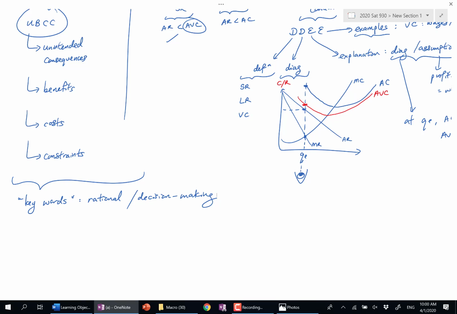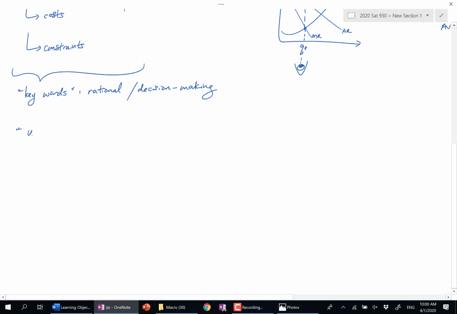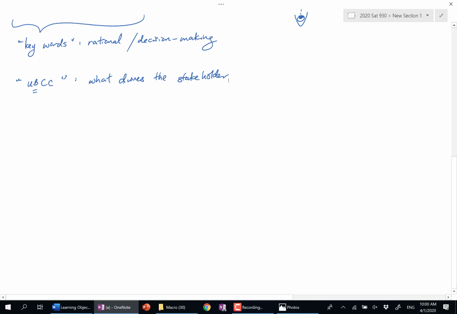Okay, all right, so those are the keywords, first thing. Second, under UBCC, when you talk about benefits, it helps to understand what drives that particular stakeholder. So what is driving this particular decision maker? Now, who are the stakeholders?